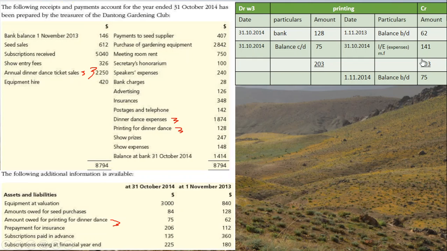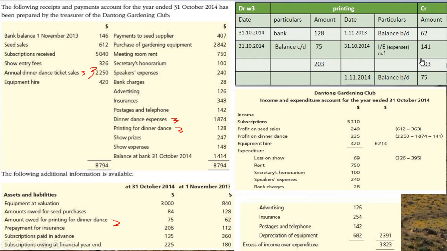So now how to present this in the income statement? In this income statement, here's your printing. Where is printing? Yeah, profit on dinner dance. The printing is part of your dinner dance, so we are calculating profit on dinner dance.